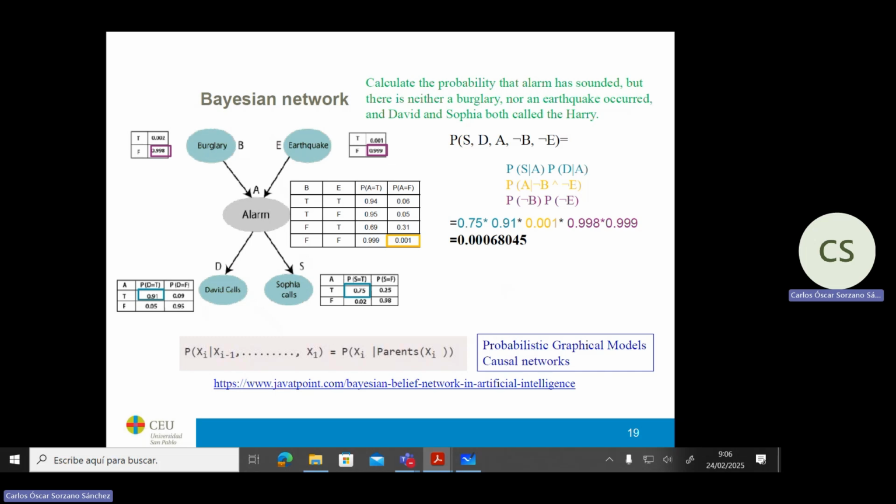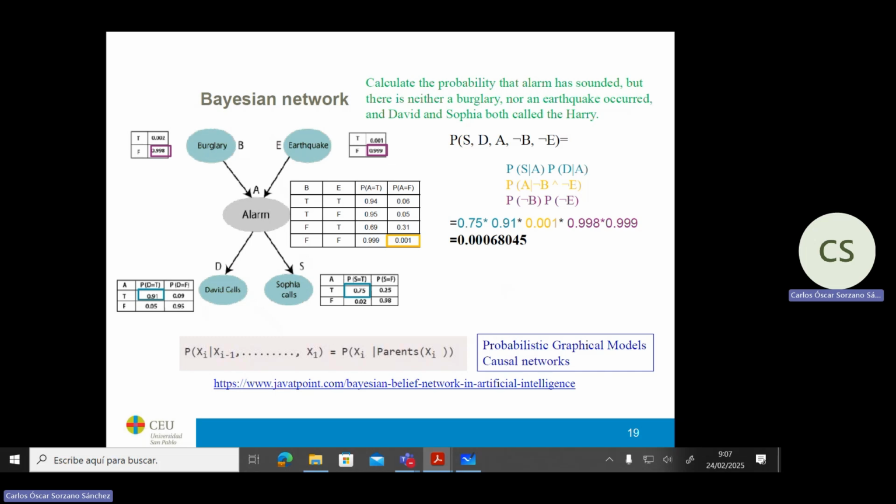So Sophia is calling me, David is calling me, the alarm is sounding, but there has not been any burglary, and there has not been any earthquake. Actually, there is a mistake in this slide. I corrected it in my slides. So the one we should be using is this one. You have to substitute the 0.001 by 0.999.